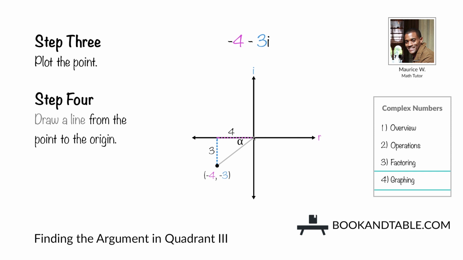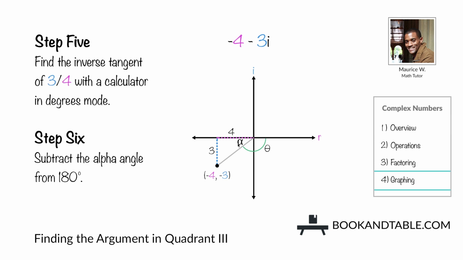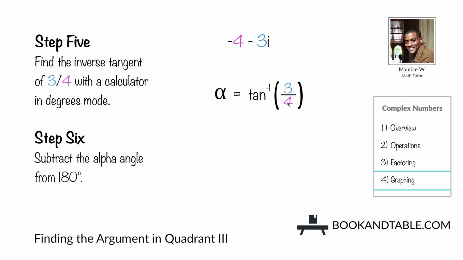So the side adjacent to the alpha angle has a length of 4, the real number. And the side opposite of alpha is 3, the net value of the imaginary number. And if this is our alpha, then from here to the positive real axis is our argument, or theta. So we'll first find the inverse tangent of the alpha angle. So you'll want to do the opposite side over the adjacent. So you find the inverse tangent of 3 over 4 with the calculator in degrees mode, and that lets you know that the alpha angle is equal to 37 degrees.